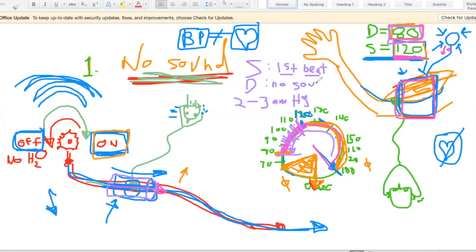And typically the values for a healthy individual are going to be about 120 millimeters of mercury is where you'll start hearing the first beat, and about 70 to 80 millimeters of mercury is where you won't hear anything anymore. So in this range of a healthy individual is where you start hearing the beat.